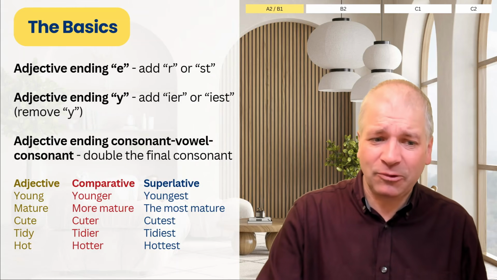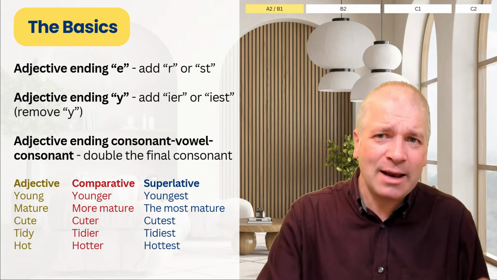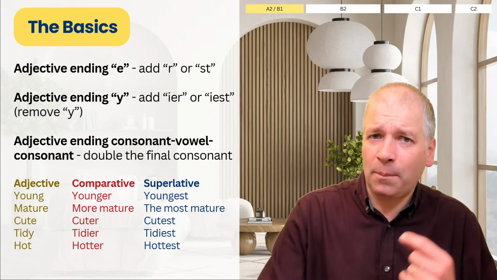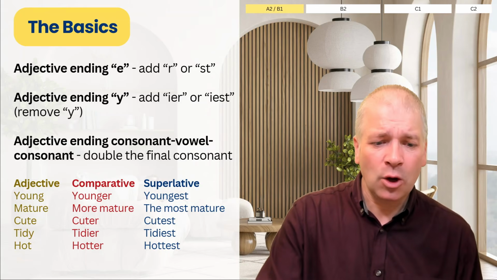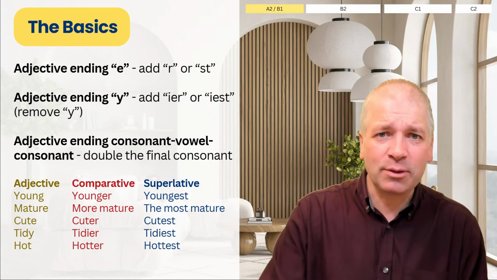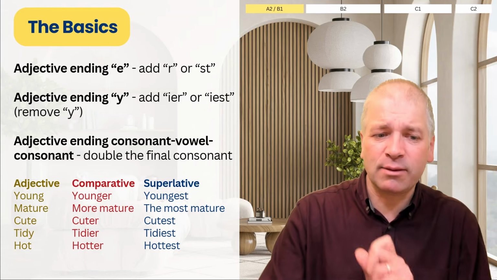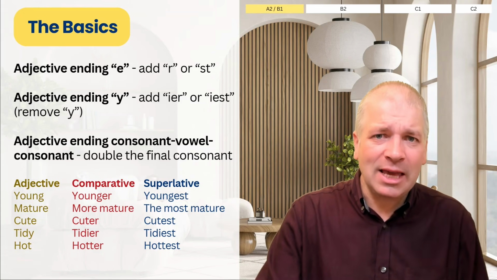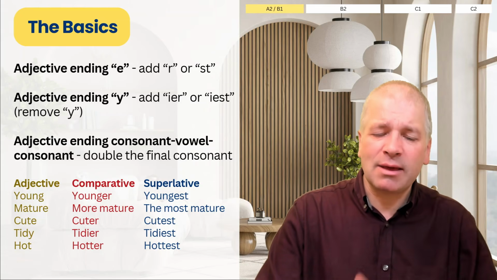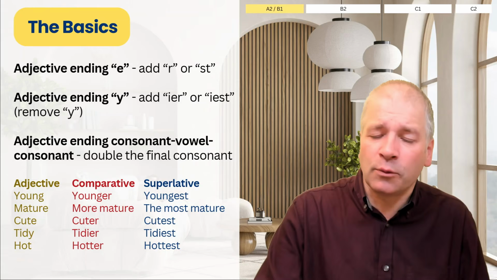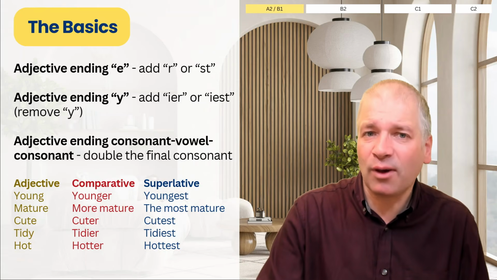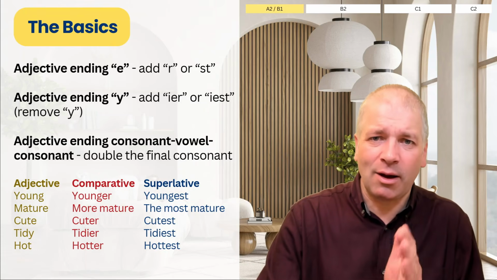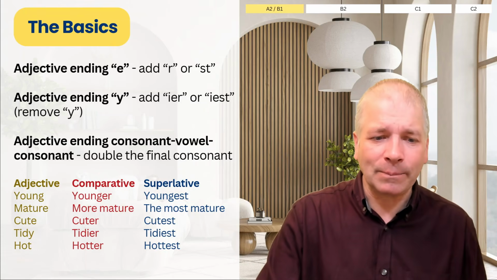Some basic exceptions are when an adjective ends with E. Here we simply add R or ST. For example, cute finishes in E. We make it cuter and cutest by simply adding an R or an ST. Adjectives ending in Y add IER or IEST, and we remove the Y. So tidy, ending in Y, becomes tidier, which is IER, no Y, and tidiest, IEST, no Y.